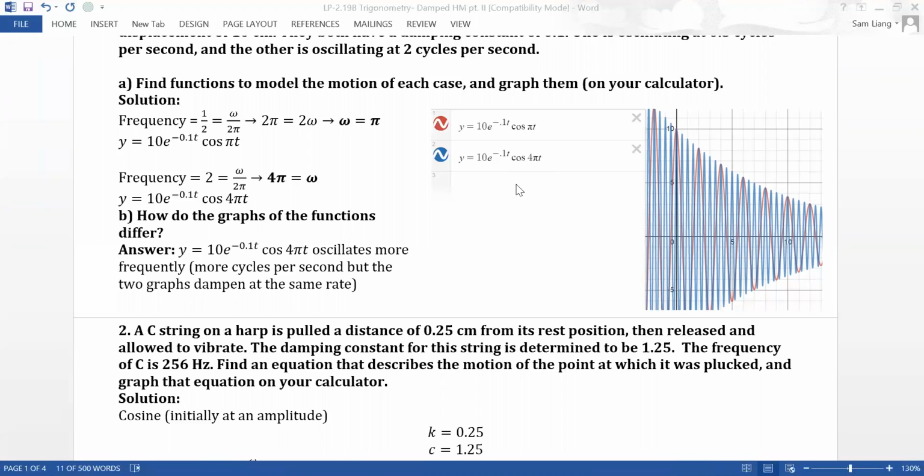All right, so I'm going to move on to question 2. And Jocelyn, were you okay with presenting question 2? Yeah, sure.